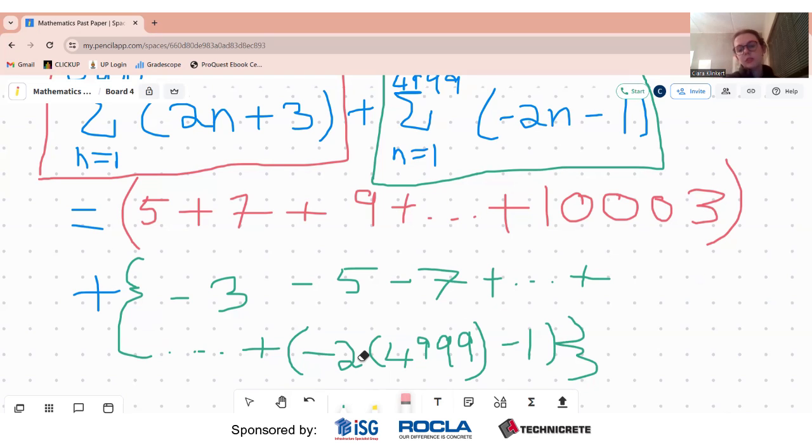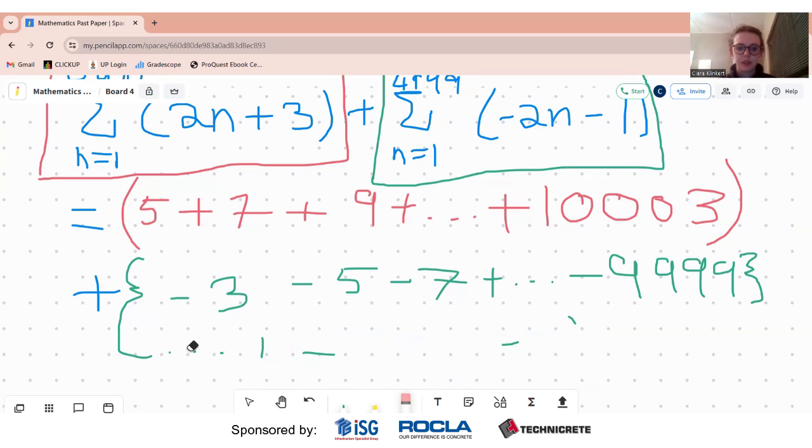Now, minus 2 times 4,999 is negative 9,998, minus 1 is minus 9,999. Now, next thing, what always happens with these crazy sigma expressions when you add two sigmas together is you will see a pattern form between the two expressions.